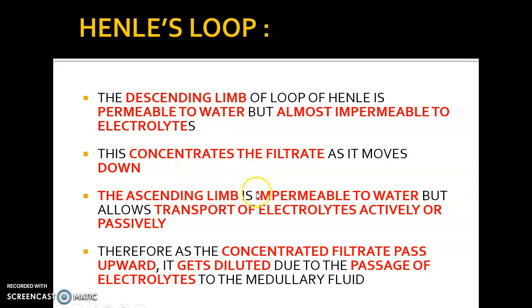The ascending limb is impermeable to water, but allows transport of electrolytes actively or passively. Therefore, as the concentrated filtrate passes upward, it gets diluted due to the passage of electrolytes to the medullary fluid. When we discuss the mechanism of concentration of urine, you will have a better understanding. For the time being, remember that the descending limb of the loop of Henle is permeable to water, while the ascending limb is impermeable to water.